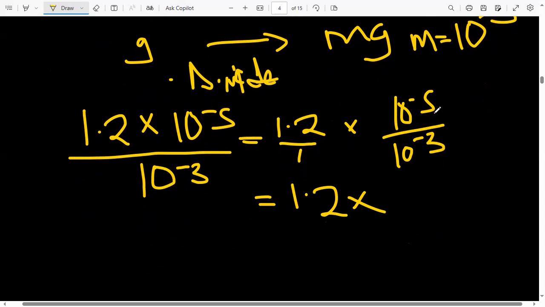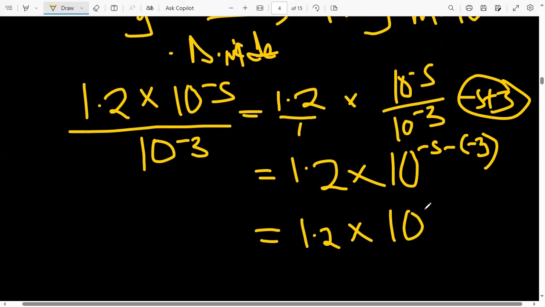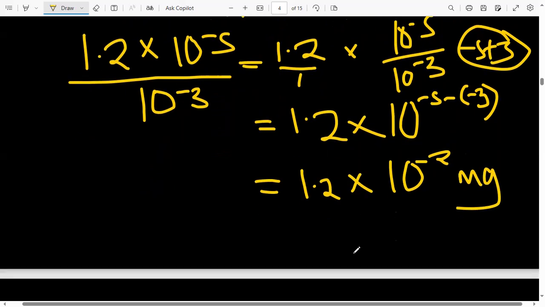Okay, and then this will be 1.2 multiplied by, we see here that we have the same bases and we are dividing them. So meaning we just have to subtract their powers. So this will be 10 to the power of the minus 5 that I have minus this minus 3 that I have down there. Okay, so this will be equal to 1.2 multiplied by 10 to the power, when you subtract that, it will be minus 5 plus 3. So what is minus 5 plus 3? It's just minus 2. Okay, and this will be in your desired unit, which is milligram.